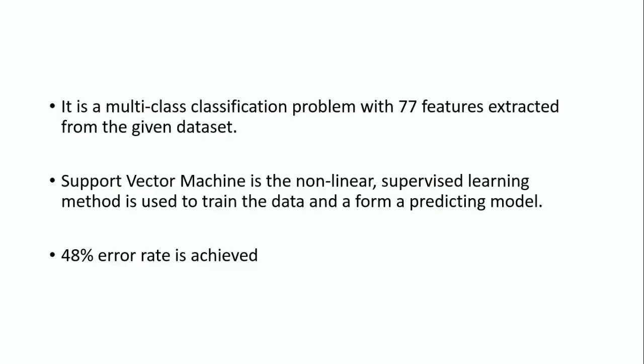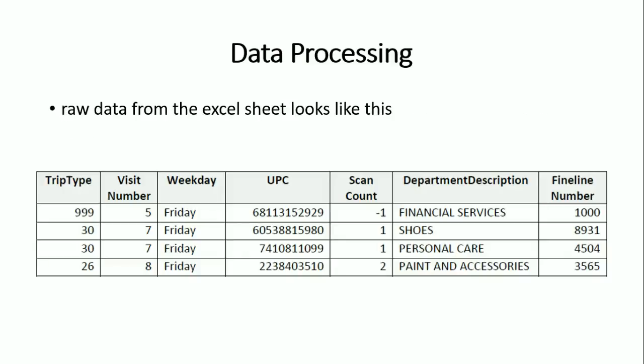So this project consists of data processing, feature extraction, model formulation, and finally training and testing. Firstly, let us consider data processing. So the raw data from the Excel sheet looks like this. So it has a trip type, visit number, the day of the week, a UPC number, a scan count which corresponds to whether an item has been bought or has been returned, a department description, and a fine line number.